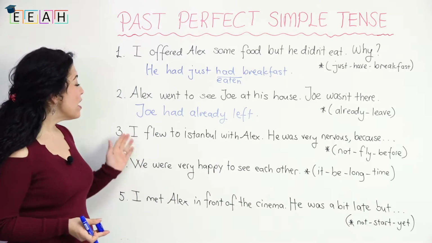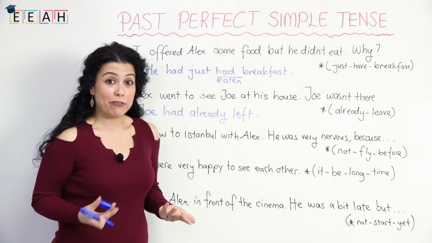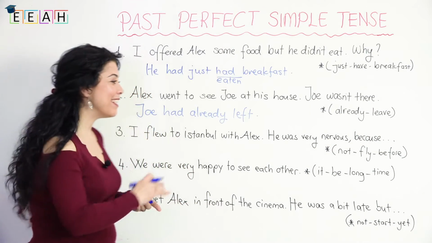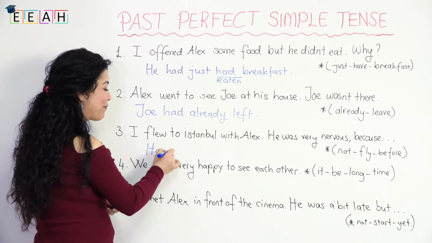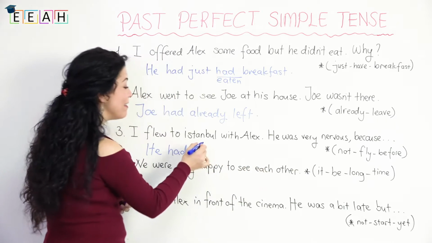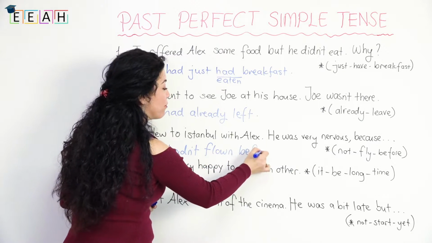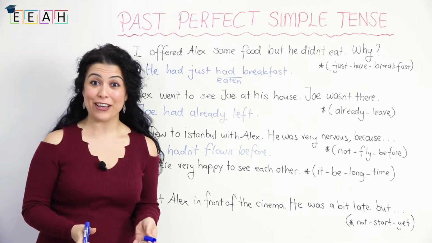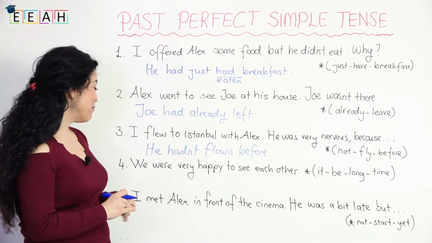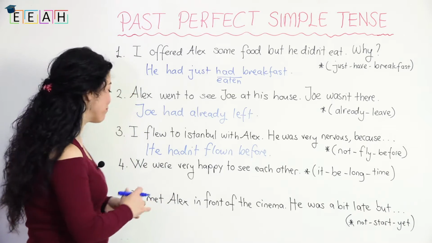Number 3. I flew to Istanbul with Alex. He was very nervous because he hadn't flown before. It was his first time. That's why.